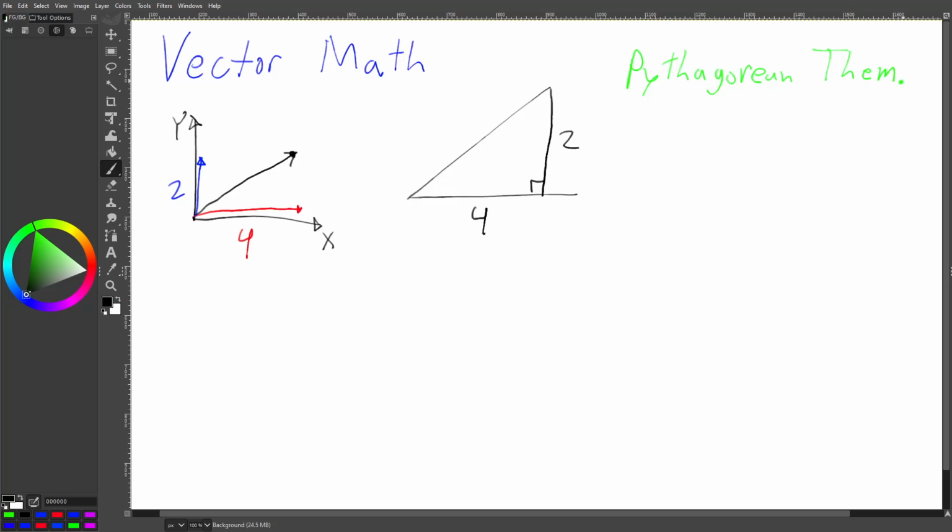Anyways, so what's that tell us? Well, we know a squared plus b squared equals c squared. So, what do we got to do here? Well, we know we can say this is our a and this is our b, so we'll say 4 squared plus 2 squared equals c squared. And now we just want to get c to find this value here.